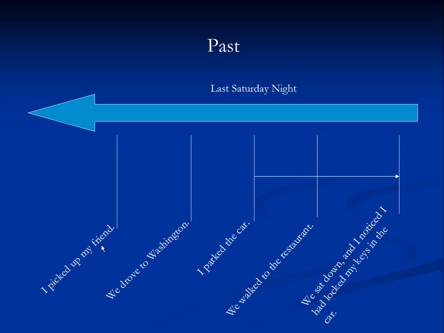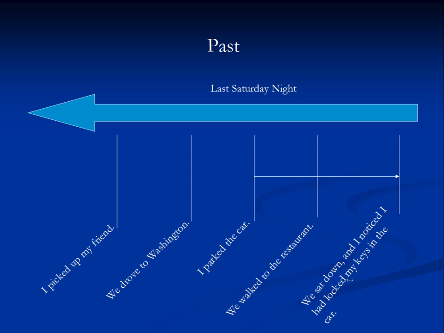The first timeline says, I picked up my friend. And the second one, we drove to Washington. The third, I parked the car. The fourth, we walked to the restaurant. And the last one, we sat down and I noticed I had locked my keys in the car.